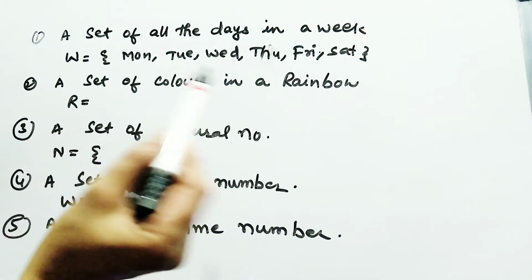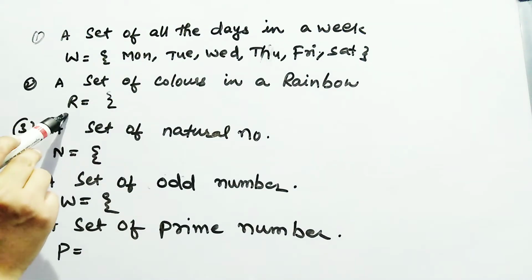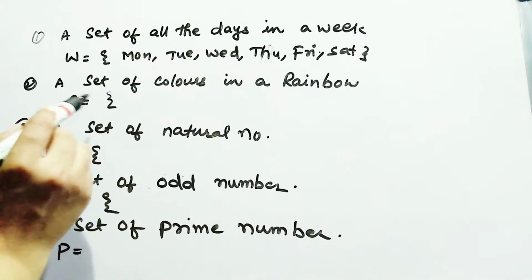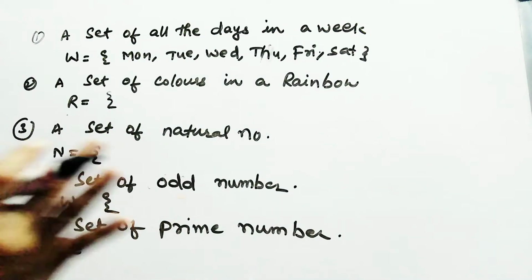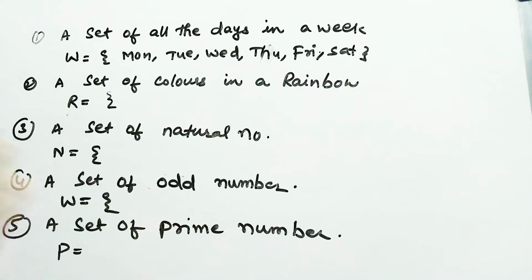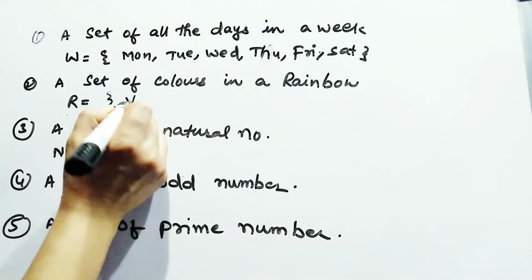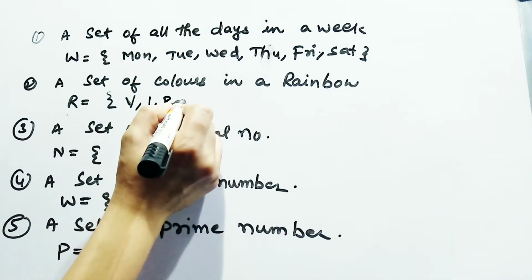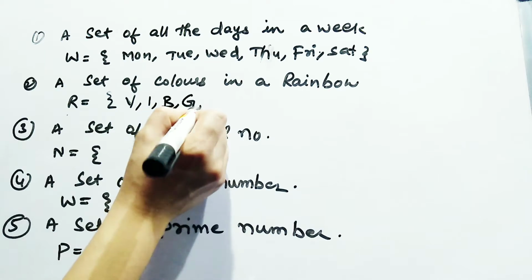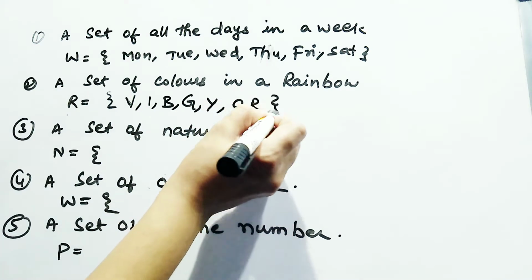Let's take a set of colors in a rainbow. How many colors will you see? Write the name of the set; you can use any alphabet, and all the elements must be enclosed in curly braces. No letters or alphabets must be repeated. So VIBGYOR: violet, indigo, blue, green, yellow, orange and red. It is well defined and distinct.